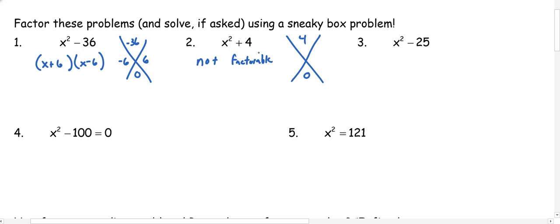Number 3, x squared minus 25. So we need two numbers that multiply to negative 25 and add to 0. In this case, that's 5 and negative 5, which again makes sense because the square root of 25 is 5. So we have x minus 5 and x plus 5.